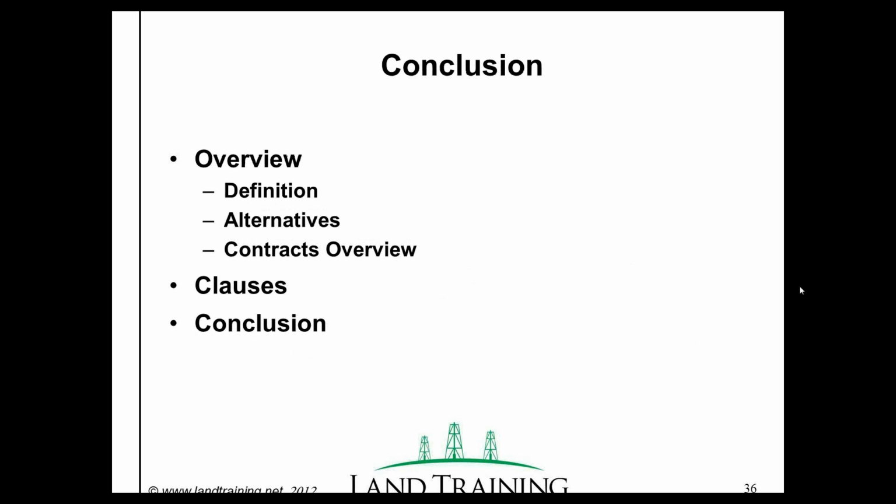And that concludes our presentation on the joint operating agreement. So what we looked at was an overview. I gave you a basic definition of the joint operating agreement. We talked about the different forms of joint operating agreement, the 1956 form, the 1977, the 1982, and the 1989, and we talked about what those distinctions were.